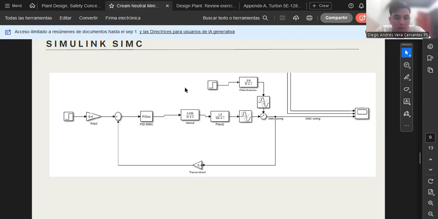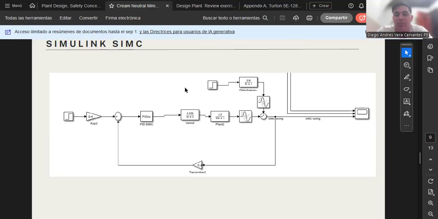We can also add the disturbance block with a transfer function of 0.9 over 5s plus 1. This block helps test the robustness of the controller, since the real process will always suffer a disturbance that affects the controlled variable. Finally, the plant output is measured through a transmitter with a gain of 0.4. This signal goes back to the comparator, closing the control loop.